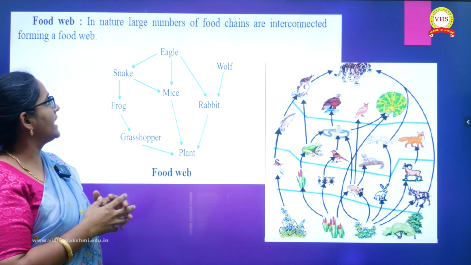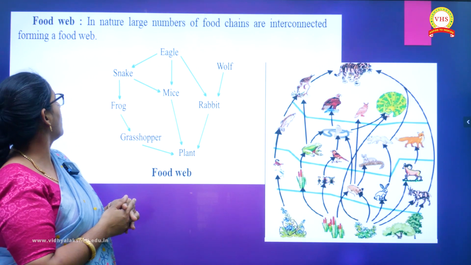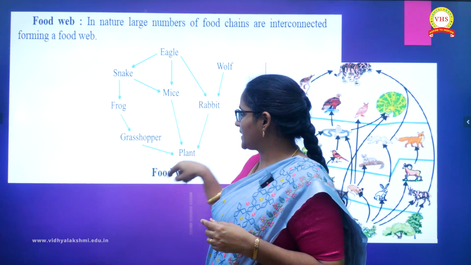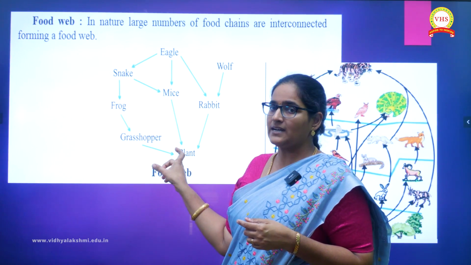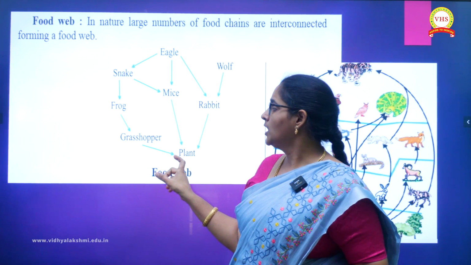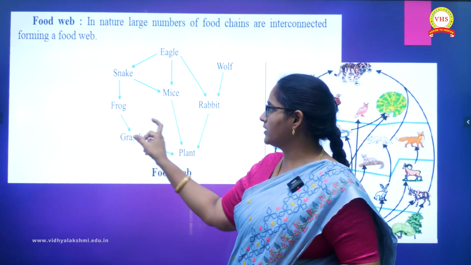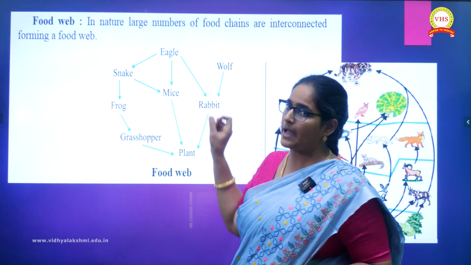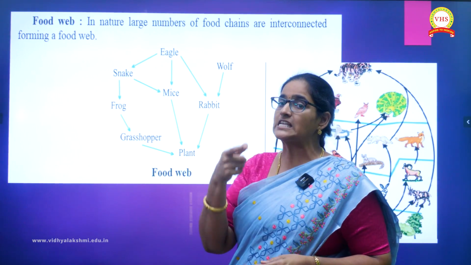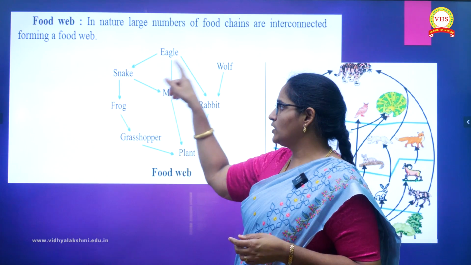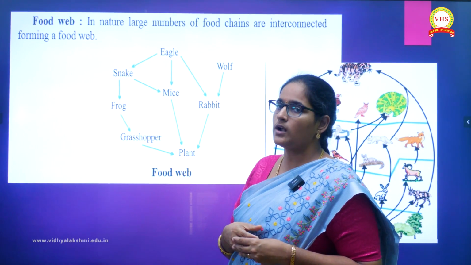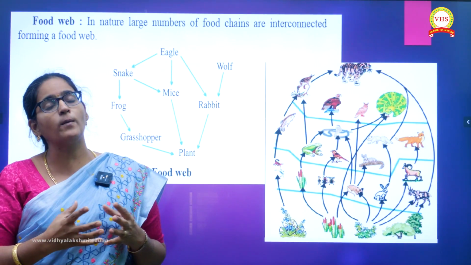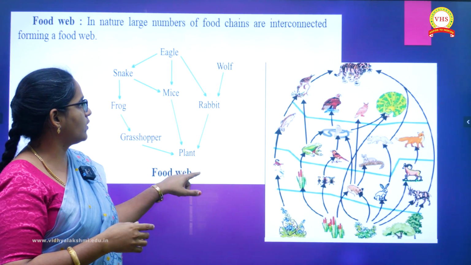In nature, a large number of food chains are interconnected and form a food web. If you look at this particular food web, here you have the plant as the first trophic level organism. This plant becomes the food for grasshopper, and also for mice, and also for rabbit. So here a single food chain cannot exist. This kind of interconnected food chain is called the food web. Both together, food chain and food web, form a basic component of our ecosystem.